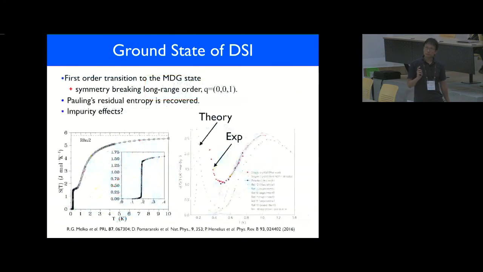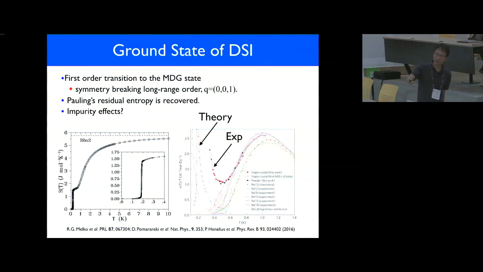But this state hasn't been observed. There's a recent experiment arguing that there are some signatures of this possible ordering. Here is a specific heat measurement, in a dysprosium titanate experiment, and they waited a very long time, I think a couple of weeks, so they equilibrate very long, to make sure the system is not trapped in a metastable state.